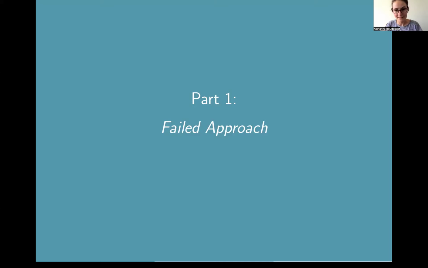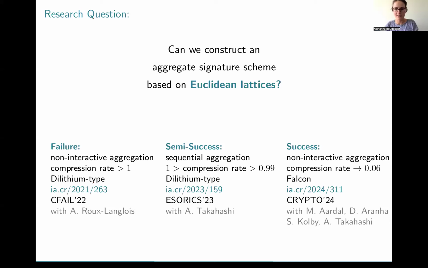Yeah. In the success, you had this factor of 0.06. Is this as the number of signatures capital N tends to infinity? Yes, yes. I mean, ideally you want, for instance, to have something like logarithmic, no? You want to have the size of the aggregate signature to be logarithmic, then the compression rate would go to 0. And you will see later that for specific reasons, we don't have logarithmic asymptotics. But it's pretty small, so it's good. Thank you. Thanks.